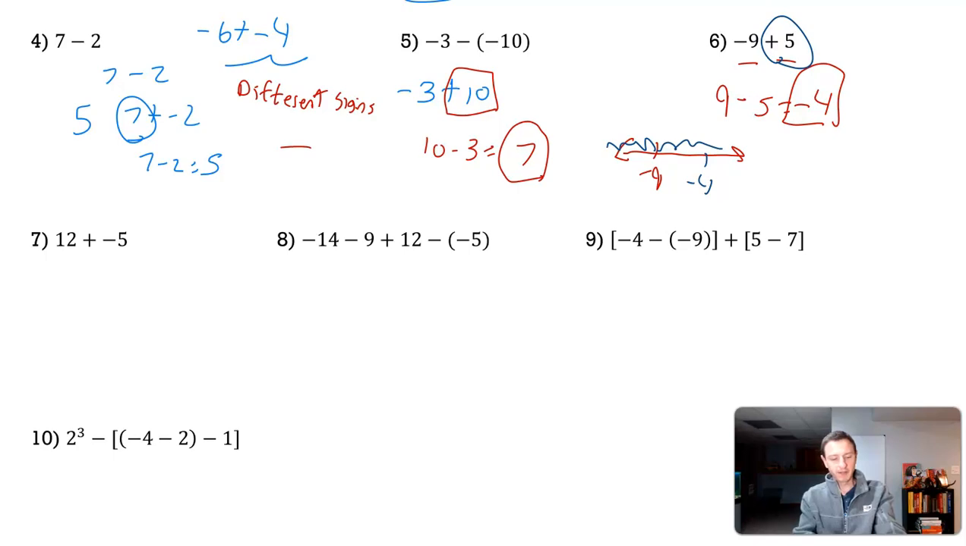12 plus negative 5. We have different signs, positive and negative. So I just do 12 minus 5, which is 7. The bigger number was positive, so it's positive 7.